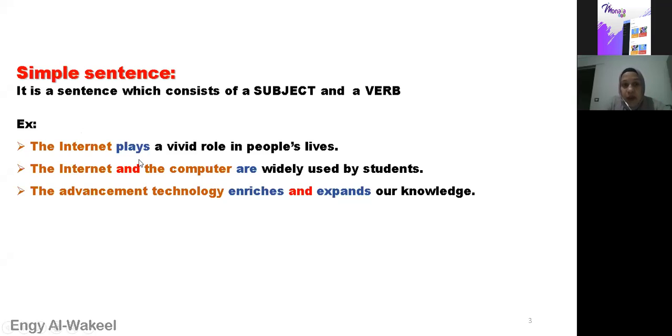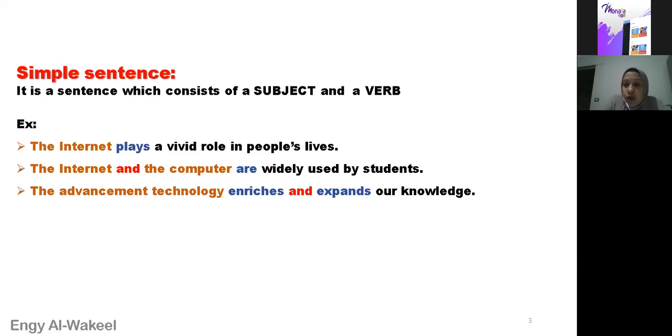The first one: the internet plays a vivid role in people's lives. I have here the internet, which is the subject, plays, a verb, and I have the object, the rest of the sentence. The second one: the internet and the computer are widely used by students. So here I have two subjects. Still simple? Yes, still a simple sentence. The third one: the advancement of technology enriches and expands our knowledge. This one also is a simple one, although it combines two verbs, but still it's a simple one.